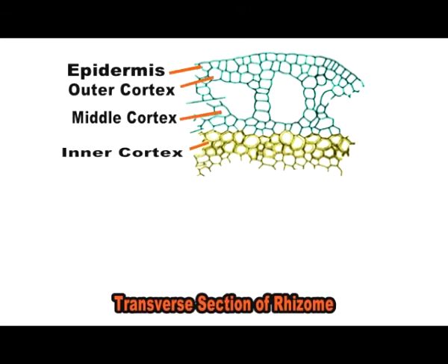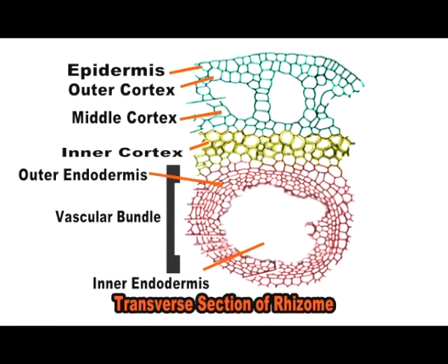The outer cortex is aerenchymatous. It is made up of several cells in thickness having large intercellular spaces. This aerenchymatous cortex helps the plant to float on the surface of water. Then it is followed by the middle cortex, which consists of sclerenchymatous tissue, and then the inner cortex is solid tissue made up of several cells in thickness.